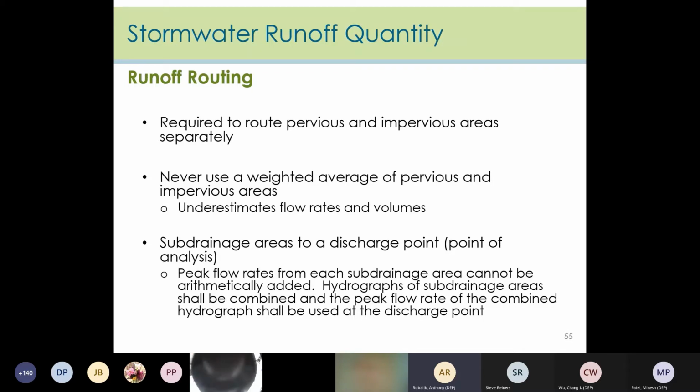If an off-site discharge point or point of analysis receives runoff from several sub-drainage areas, the peak flow rate at the discharge point cannot be an arithmetic sum of the peak flow rates from each sub-drainage area. The hydrographs from each sub-drainage area should be combined to find the peak flow rate at the discharge point.